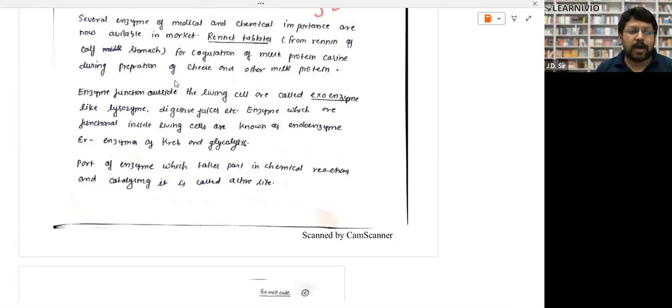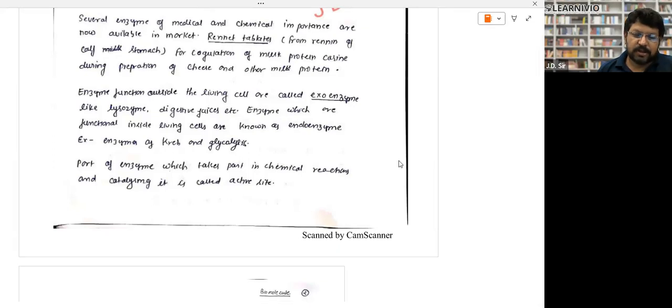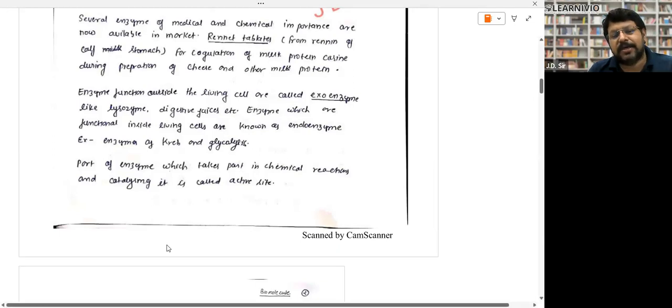Several enzymes of medical and chemical importance are now available in the market. Rennet tablet. What is the function of rennet tablet? Anyone know rennet tablet? Let me check your general knowledge. What is the function of renin?